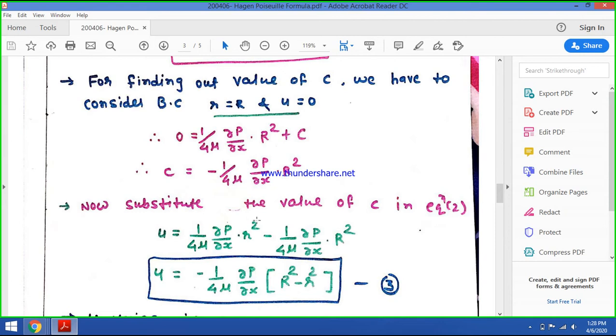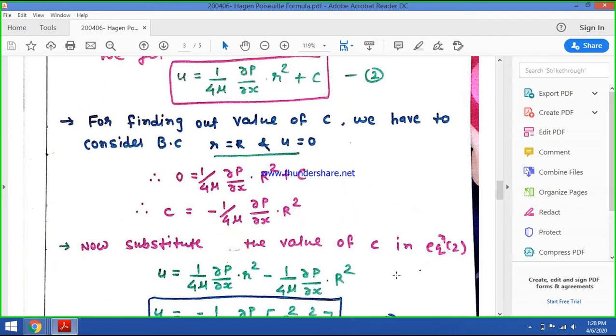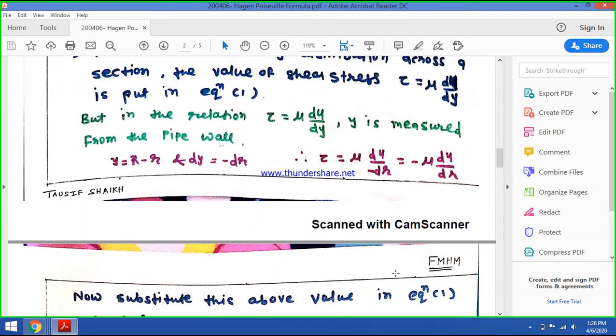So by simplification, taking 1 upon 4 mu del p by del x outside, you will get u is equal to minus 1 upon 4 mu del p by del x in bracket R square minus small r square. Okay, I will give this equation number 3. This is the velocity distribution, and from the diagram itself you can identify.